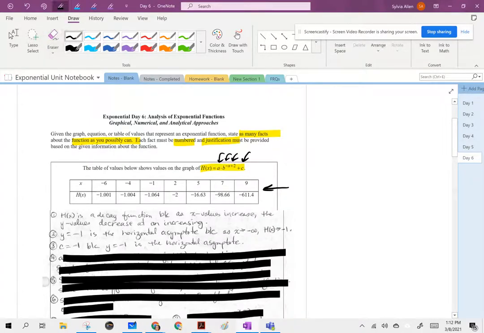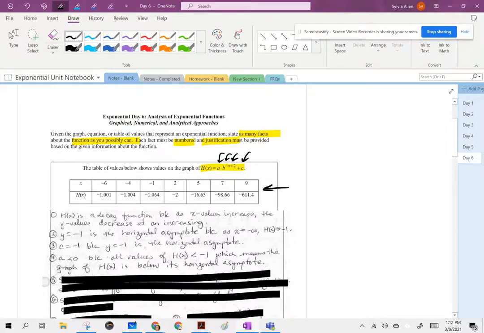And the third thing is that since you know that the horizontal asymptote is -1, that means C would have to equal -1. Let's see if you can determine that A is negative because all of the values of the function are below the horizontal asymptote, which means that h of x is less than -1.